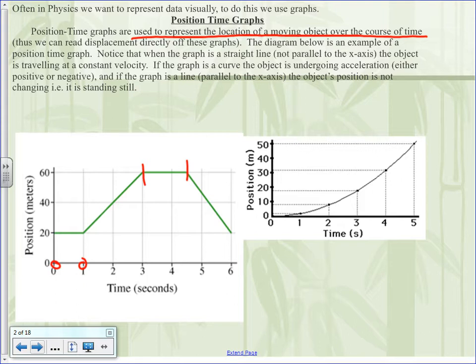It's stationary. At the beginning, at time 3 seconds, it's at 60 meters. At time 4.5 seconds, still at 60 meters. It hasn't gone anywhere. All right, so it's been sitting still for a second and a half.